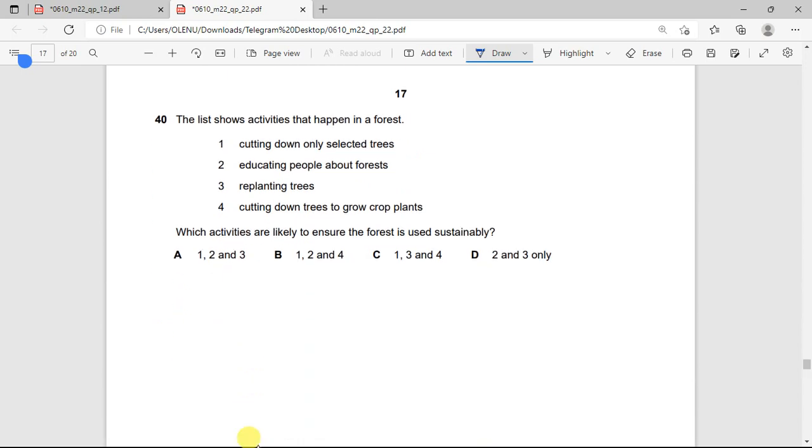Then 40. The list shows activities that happen in the forest: cutting down only selected trees, educating people about forests, replanting trees, and cutting down trees to grow crop plants. Which activities are likely to ensure the forest is used sustainably? Cutting down only selected trees, yes. Educating people, yes. Replanting trees, yes. Cutting down trees to grow plants, wrong. So my answer will be 1, 2, 3, A.